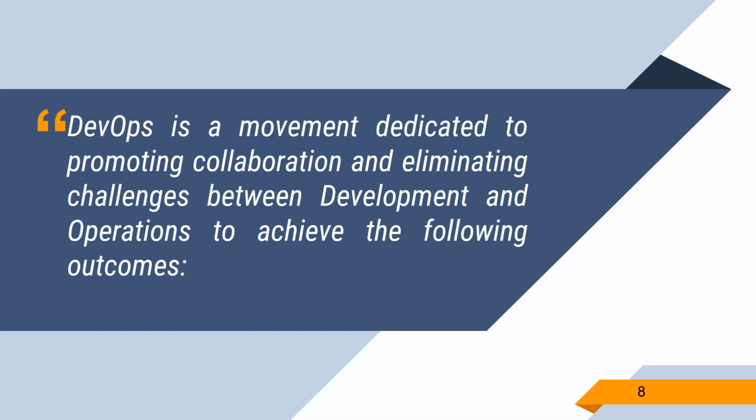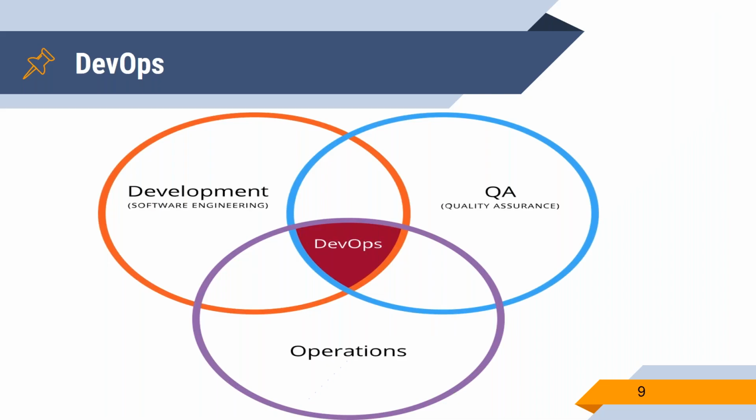Coming to DevOps, it is nothing but a collaboration between the development team and the operations team. The development team has to know what is happening in operations, and the operations team has to know what is happening in development. Without their collaboration, we can't deliver the products as soon as possible.